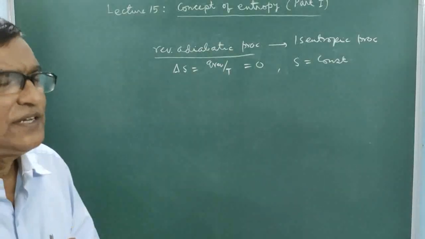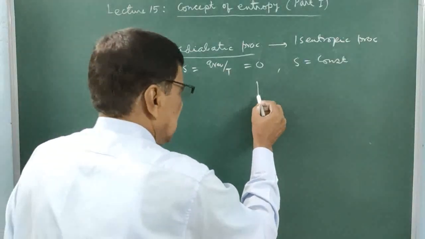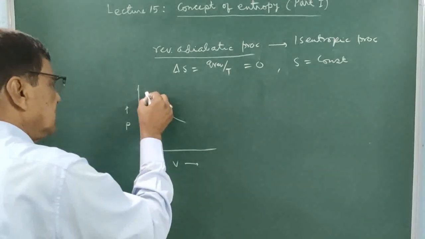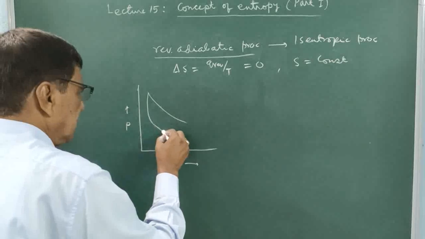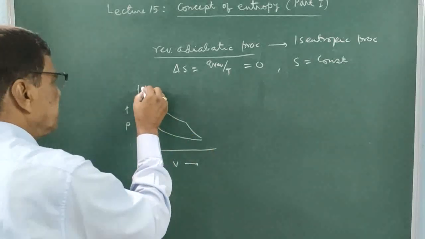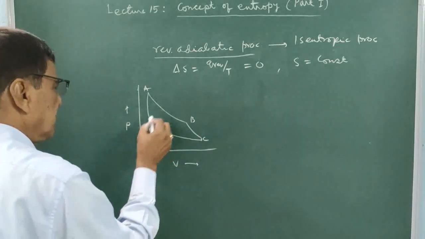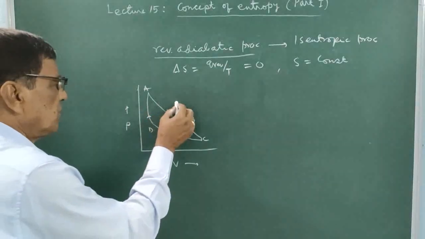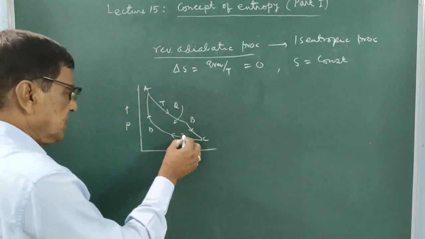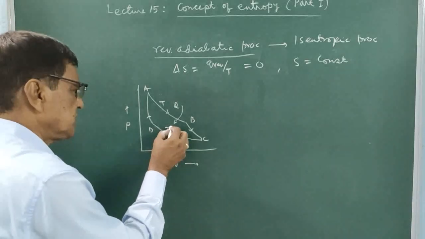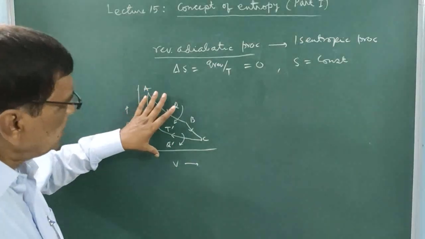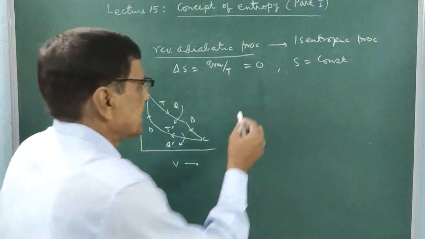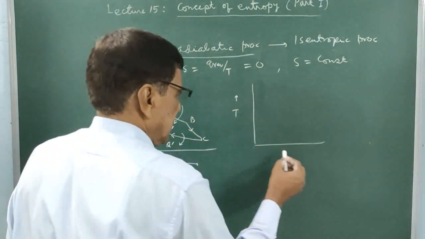We can show the Carnot engine in this light. Say this is the Carnot engine. Here V, here P. Usually this becomes more familiar to us. Here A, B, C and D. Q amount of heat is taken by this engine at temperature T, and Q dash amount of heat is rejected by this engine at temperature T dash. So if we draw this Carnot engine in a temperature and entropy diagram side by side, here it is the temperature and here it is entropy.